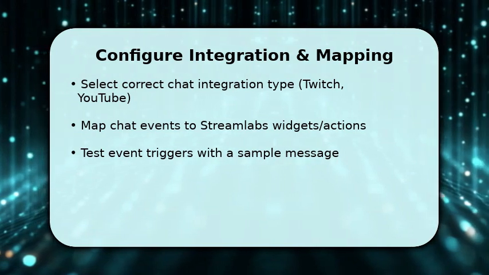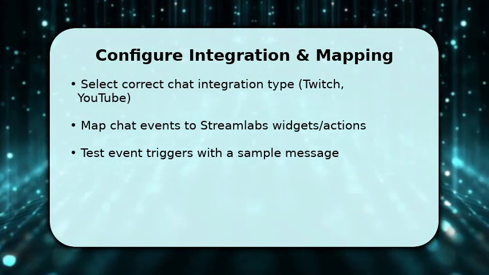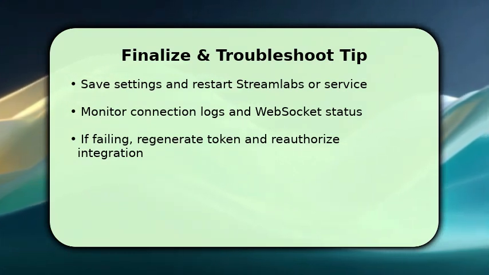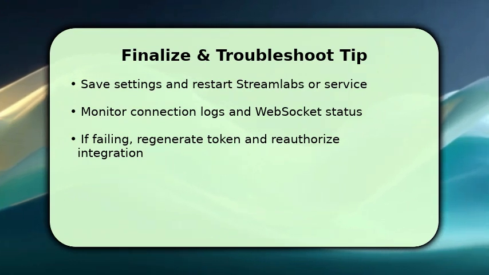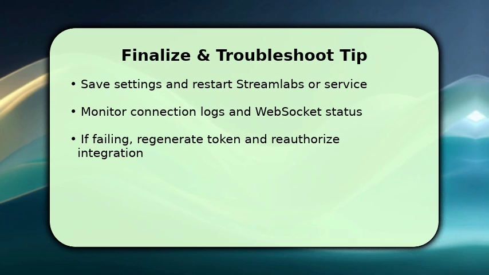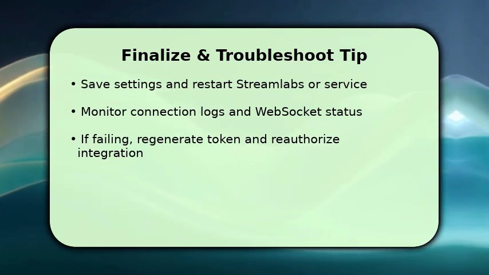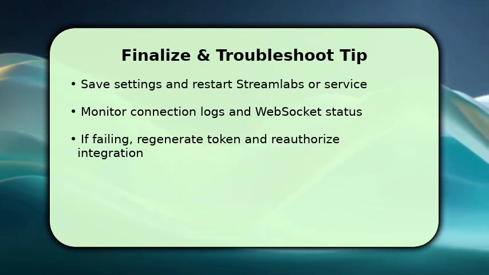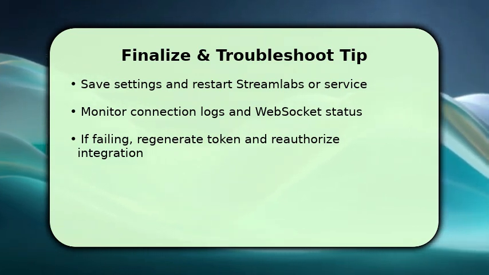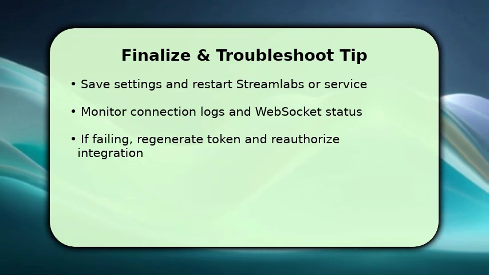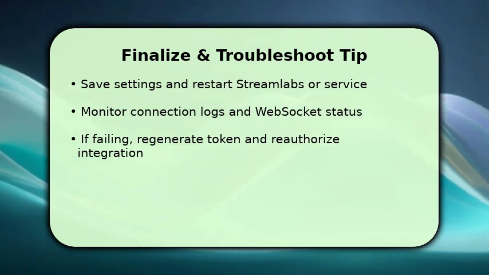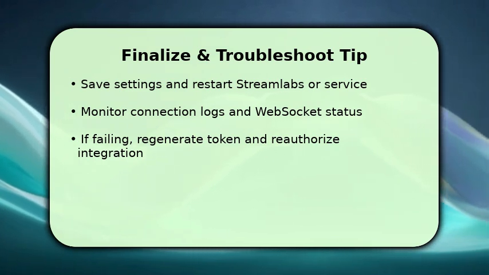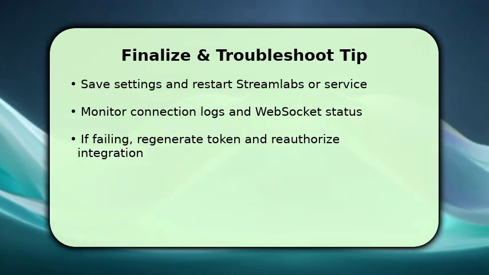Finish by saving all settings and restarting Streamlabs to reload integrations. This often resolves stale states. Watch the connection logs and WebSocket status while a test message is sent. Logs show handshakes, errors, or rate limit warnings so you know what to fix. If the connection still fails, regenerate the OAuth token and reauthorize the chat integration. This clears expired scopes. One key troubleshooting tip: temporarily disable VPNs or strict firewalls while testing, because they commonly block.